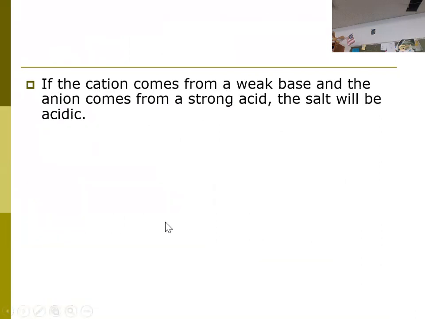I was thinking conjugate acid. Yep. So this would be opposite. NH4 comes from ammonium hydroxide, correct? Is ammonium hydroxide a strong base or a weak base?